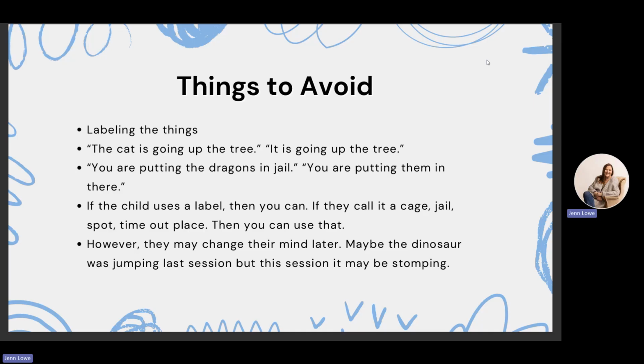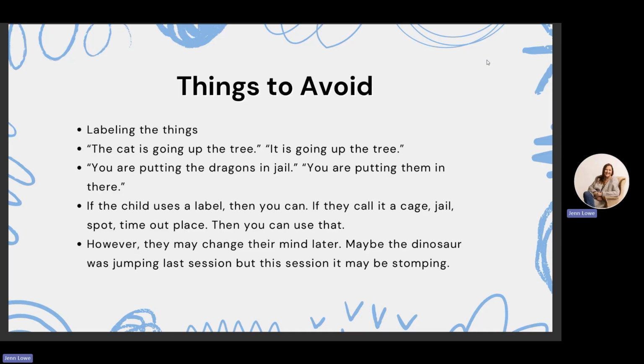This is the second one: you are putting the dragons in jail. You are putting them in there. I do have something in my playroom that looks a lot like a jail. Paris Goodyear Brown recommended it in one of her trainings. But for some kids, it might be prison. For some kids, they pretend it's a pet cage, like if they were taking their cat to the vet and you put the cat in there to carry it in the car. So it might not necessarily be a jail to every kid that comes in my playroom. So that one I have to be very careful not to say, you are putting the dragons in jail. You are putting them in there.